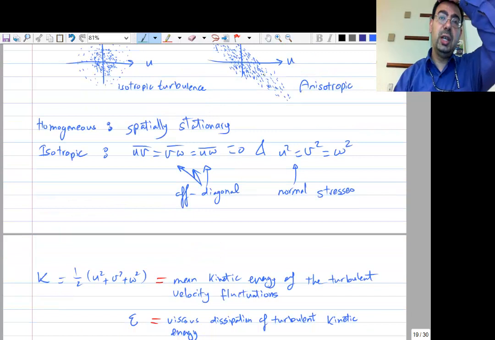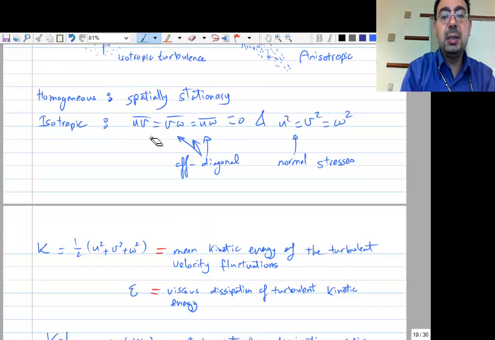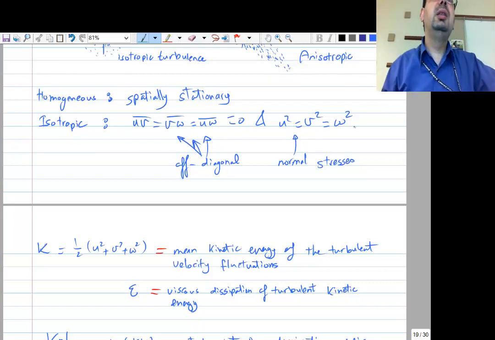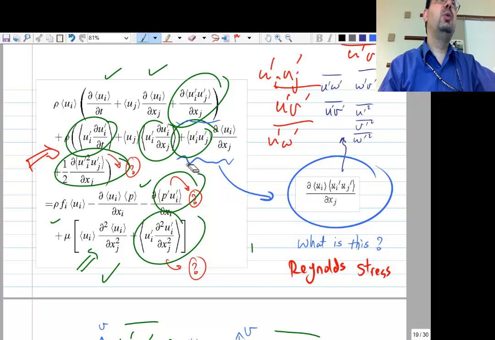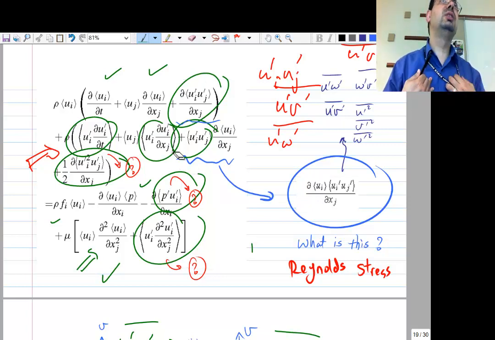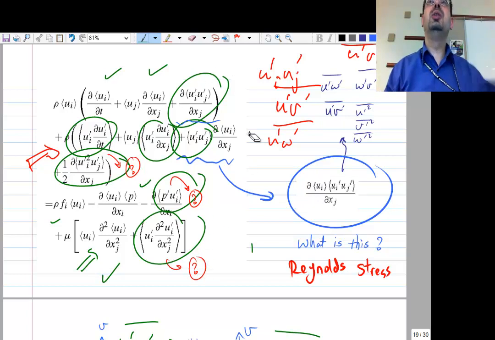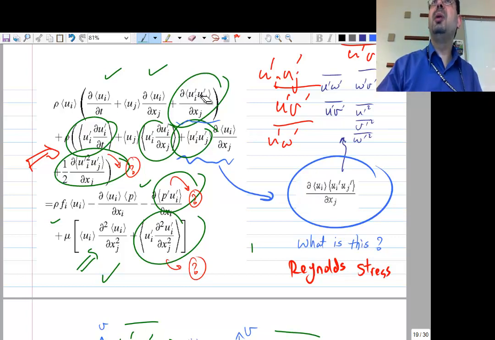So the first approach is to say, if those guys, U prime V prime, V prime W prime, and U prime W prime, are not zero, and still I need them for this equation, I can solve the Navier-Stokes equation only if you give me all those unknowns. I cannot afford to have any more unknowns. The three momentum equations in X, Y, and Z are enough to solve for the average U, the average V, and the average W. So I cannot afford to have U prime V prime in my equation. This needs to be given to me.